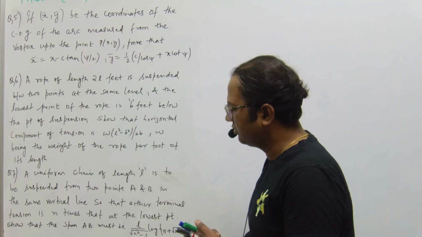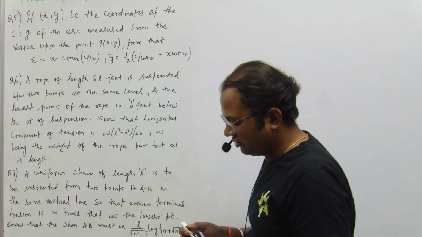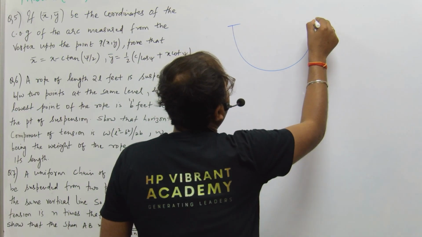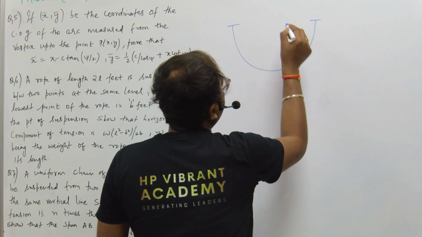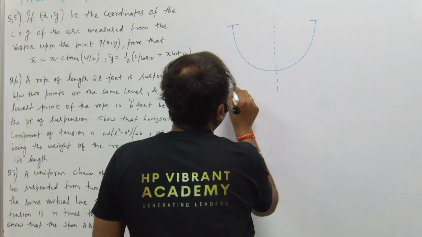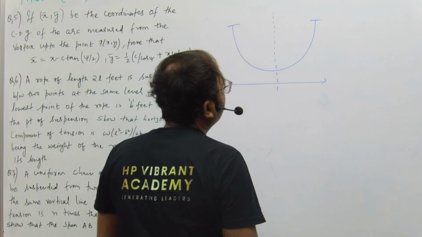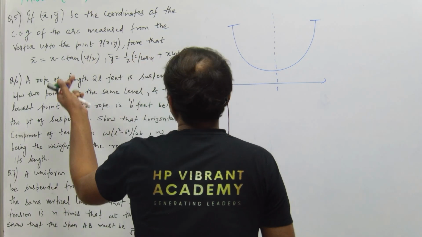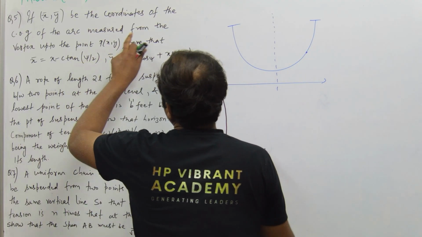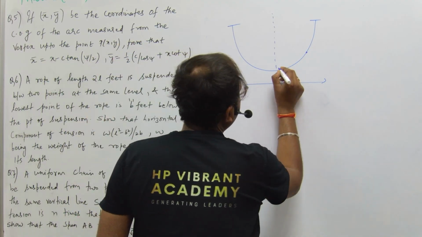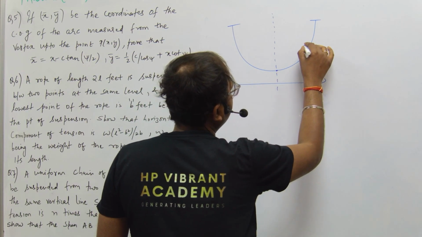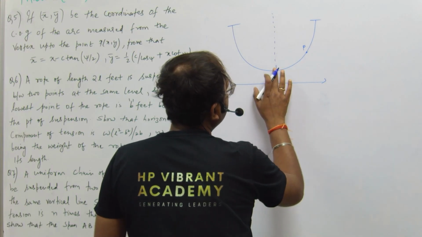So how can we solve this? We have the basic structure of the common catenary like this, and the axis of the catenary is like this, and this is our directrix. We have the arc being measured up to the point P. This is point P, and we have measured from the vertex up to point P. So this is our vertex, and this is our arc from vertex to point P.